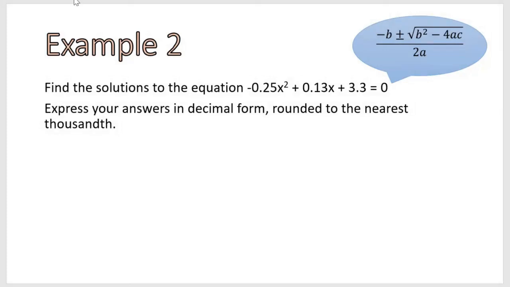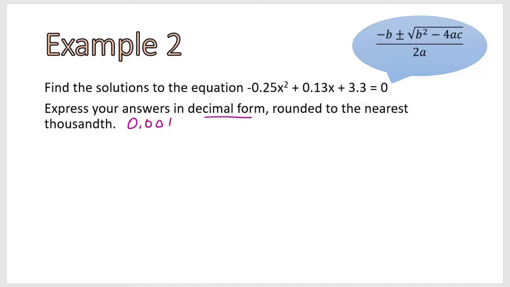The main difference between example 2 and example 1 is simply the format of the answer. In example 1, we were asked to give the exact answer, which meant leaving the answer in radical form, because we didn't have a perfect square. In this case, we're asked to leave our answer in decimal form, and in fact rounded to the nearest thousandth, or the nearest 0.001, or 3 decimal places.